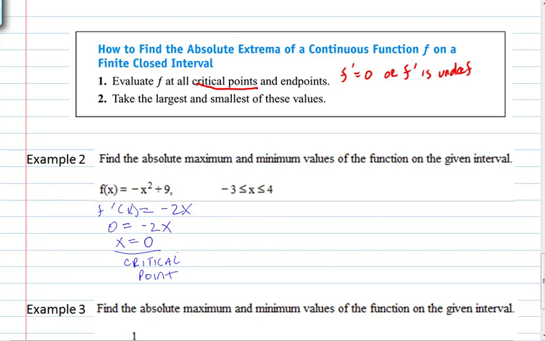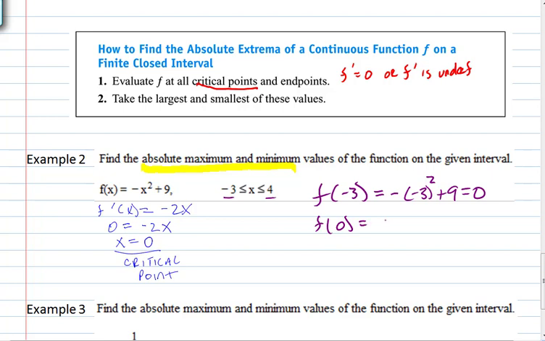We don't know if it's a maximum or a minimum value. It doesn't really matter because we were asked to find the absolute max and min. That means that I need to now evaluate this function at x equals -3, at x equals 4, and at x equals 0. So we're going to start with -3. F of -3 is the opposite of -3 squared plus 9, and that's equal to 0.